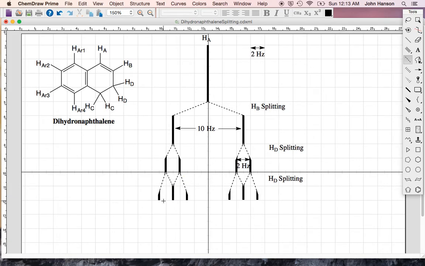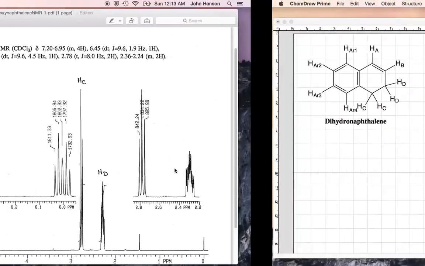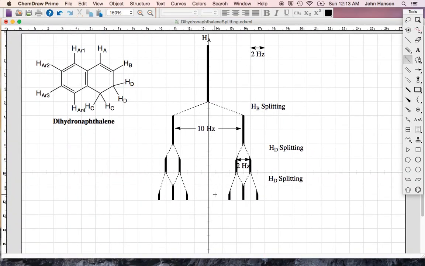So if we wanted to measure the 10 hertz coupling, you can see what we'd really want to do is measure the top of this triplet and the top of that triplet. Or we could measure the first line in this triplet and the first line in that triplet. Should give us the same 10 hertz value. So let's see what this looks like, this double triplet, and compare it to the real spectrum. There it was, so there's our double triplet, so you can see what that looks like. And there's what it looks like under those conditions.